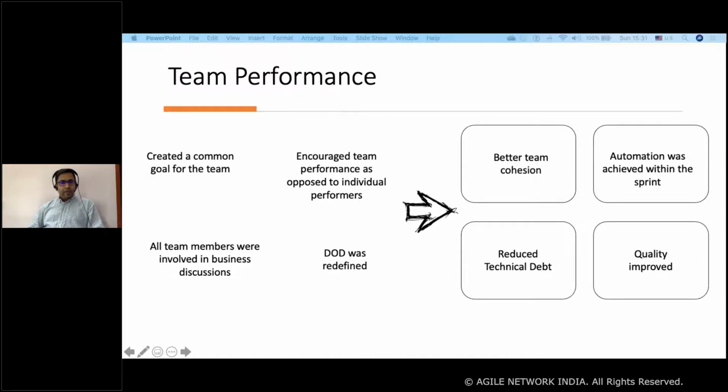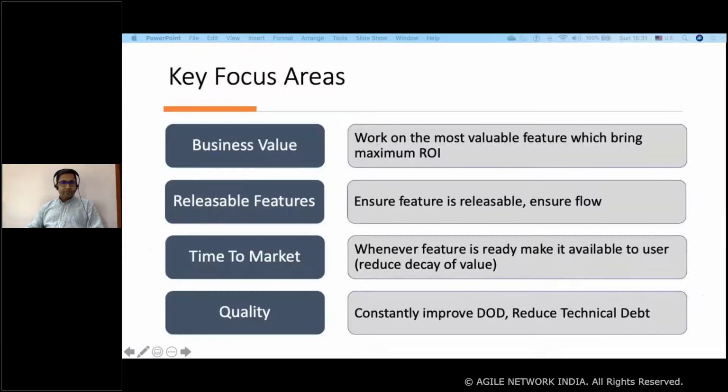And the outcome, we had better team cohesion. Automation was achieved within the sprint. Earlier it was lacking, and because automation was lacking sprint on sprint, it was not helping the team in achieving faster delivery. Technical debt was reduced, and overall quality improved. Okay, so these were some of the outcomes which we could achieve from fine tuning the team performance.